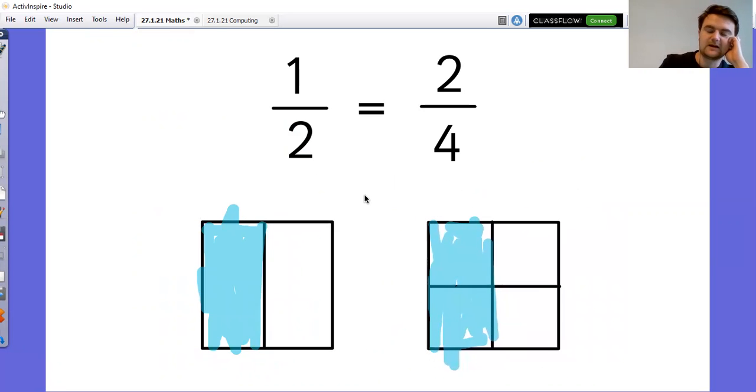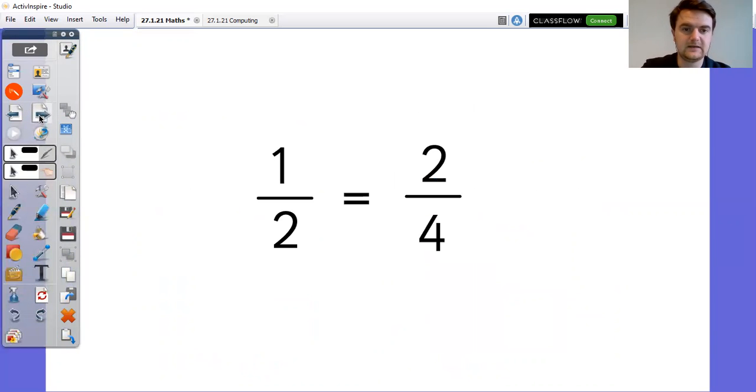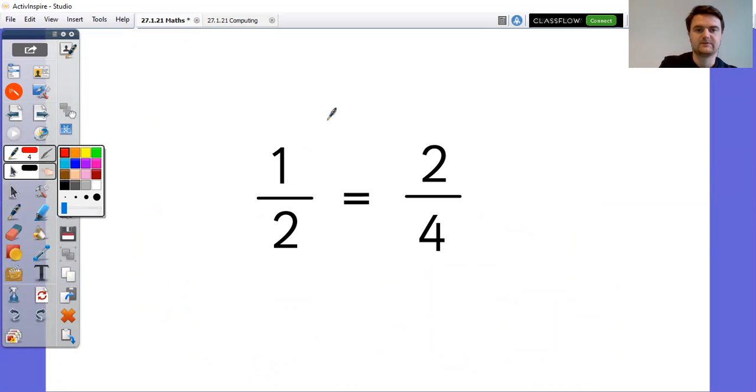Now, we can work that out without needing to use shapes to help us. If I have a look at my numbers, I'm going to look at the numerator first. So to get from 1 to 2, there are some things that I can do for that.